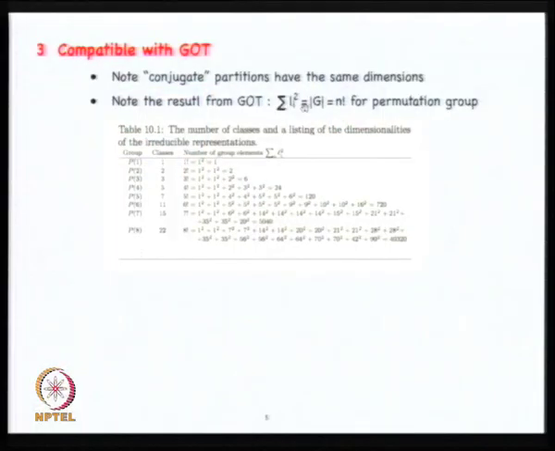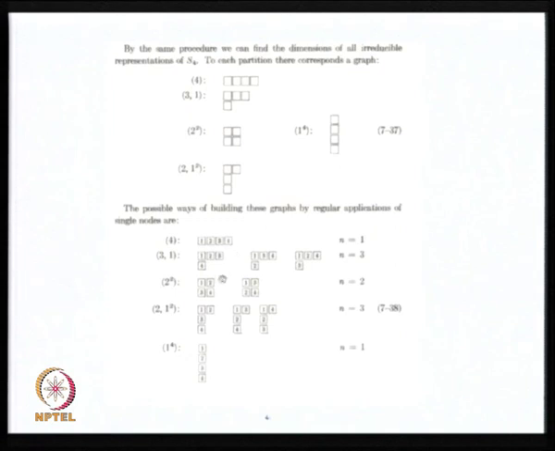So I have just written what I just listed. The sum of the dimensionalities of each of the irreps squared is equal to the order of the group, which is n factorial for the permutation group. And what I already said, the conjugate partitions have the same dimensions, where conjugacy is in this pictorial sense of 3, 1 and 1, and that same pattern rotated becomes this.